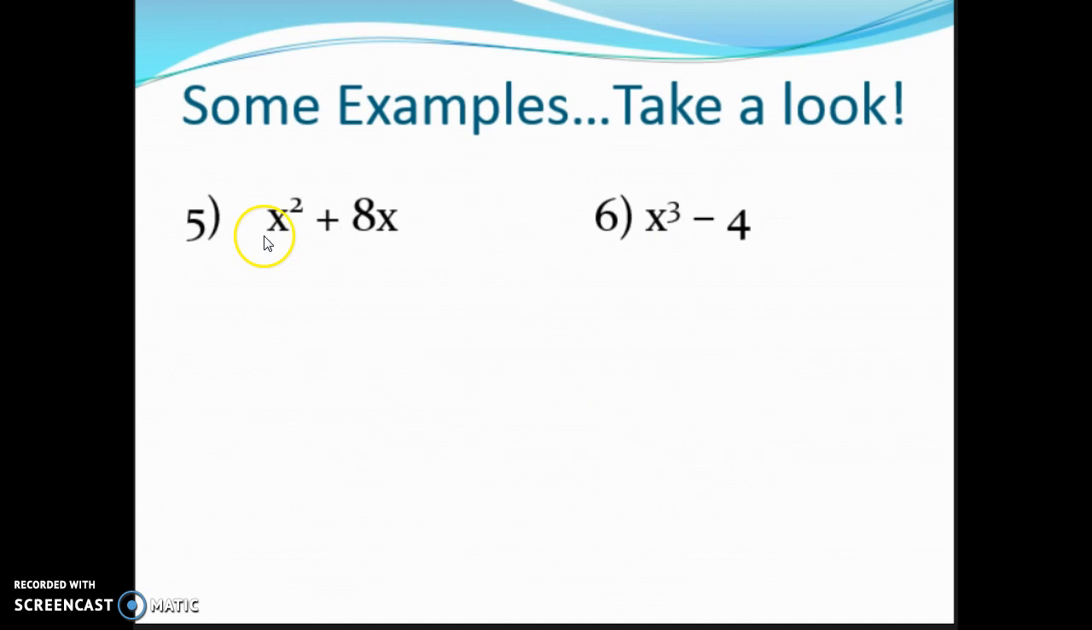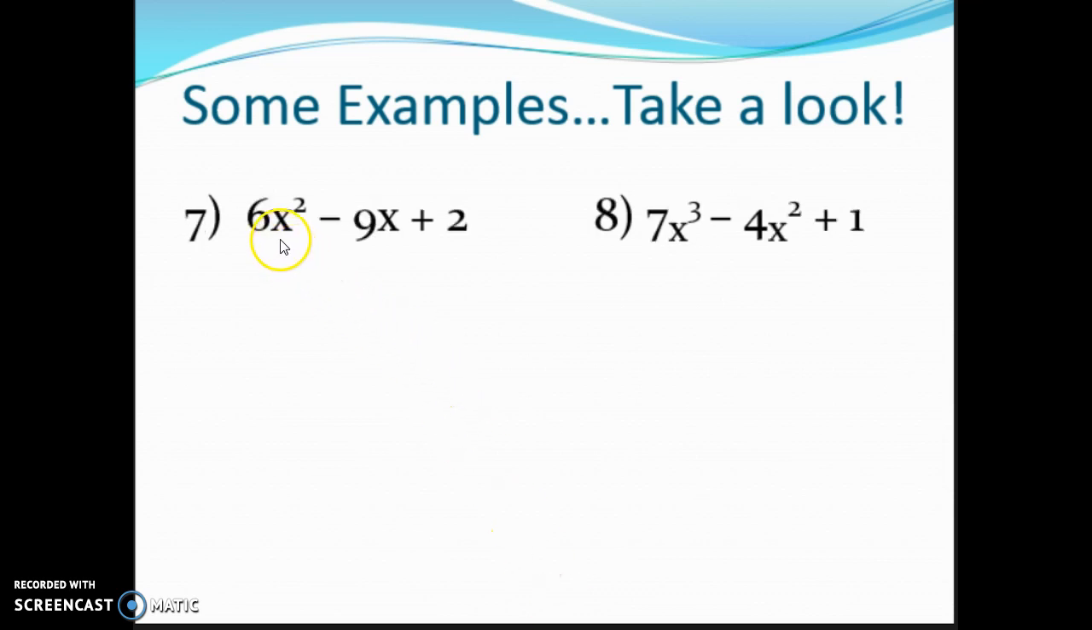So example 5, now we've got 2 pieces and our highest exponent is 2. So our highest exponent, 2, is quadratic, and 2 pieces is binomial, just like a bicycle. Okay, 2 wheels, 2 pieces. All right. Now if I look at number 6, I've got the highest exponent is 3. So this is a cubic, and it has 2 pieces, binomial. Cubic, binomial.